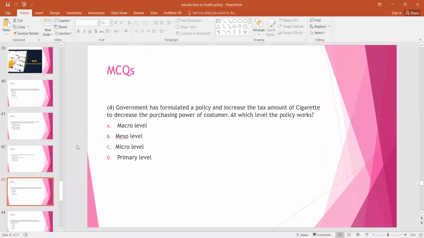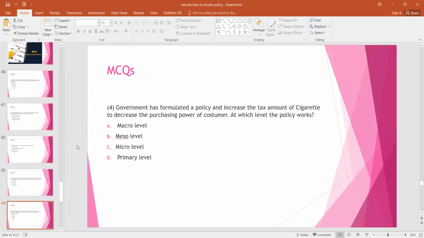Government has formulated a policy and increased the tax amount on cigarettes to decrease the purchasing power of customers. At which level does this policy work? Macro, meso, micro, primary. Macro level. The right answer is macro level, because government has formulated a policy.